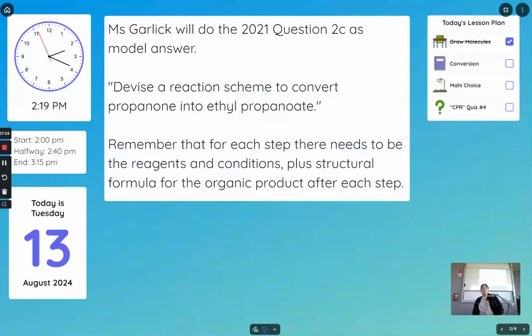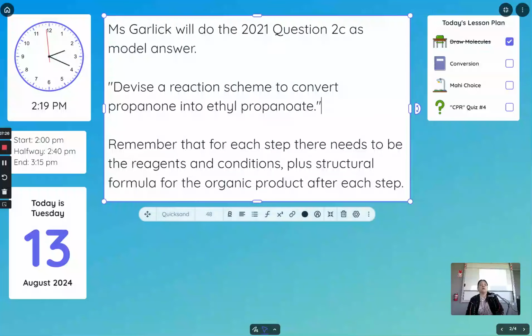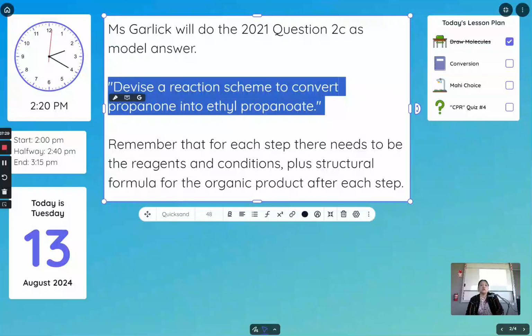Okay? So the reason why I wanted you guys to do those 2 molecules is because this was actually the 2021 exam question. They asked you to create a reaction scheme to convert propan into ethylpropanoate, which you guys have seen on the reaction schemes. So this is, like I said, a reaction scheme without the scaffold. When you do that, you need to explain each step. With each step, you need to explain what reagents you need, what conditions you need, and then the products of each step as well.